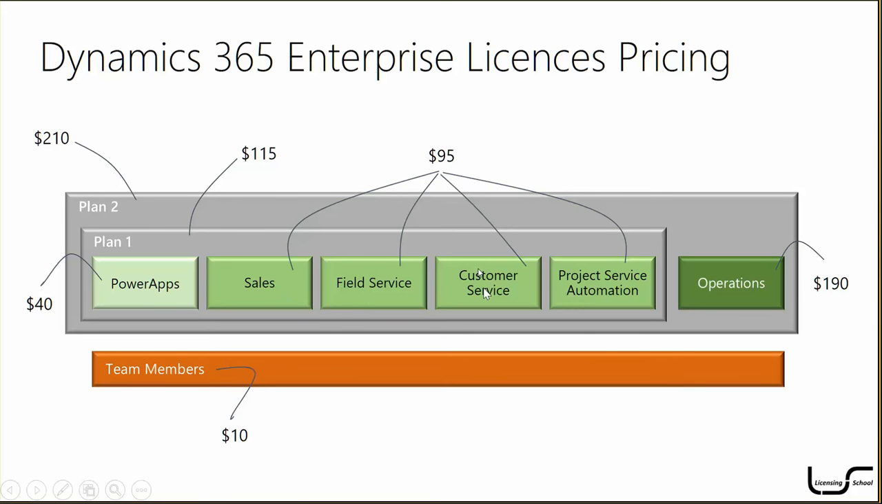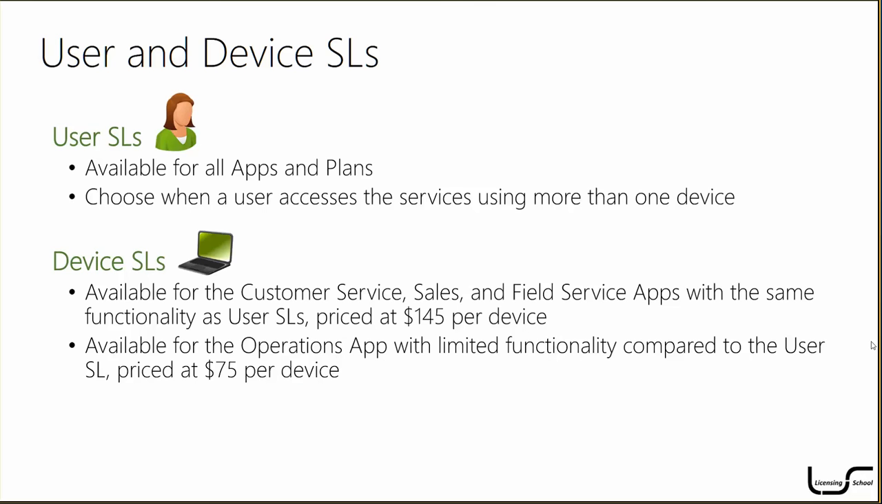It's your choice as a customer whether you license by user or by device. For these three apps, this is very similar. So just bear in mind, point one, device SLs are not available for everything. But with these three, they're more expensive, but you get the same functionality. For ops, it's limited functionality and it's cheaper.